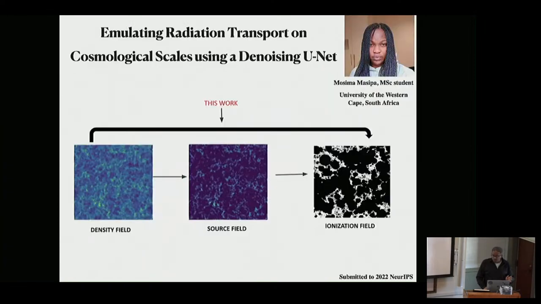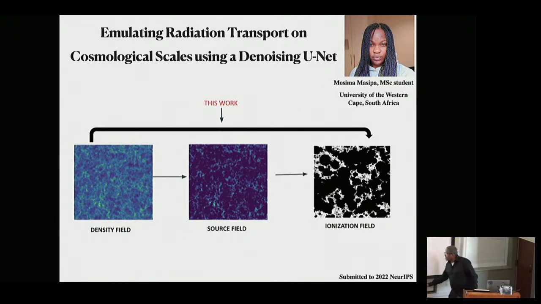So I will talk about two works of my students. Both of them have been submitted to a NeurIPS workshop. The first one is: can we really emulate the behavior of radiation transport with machine learning? Most of the traditional methods in reionization start with the density field, right? Then you have your favorite method to find your sources. Then you apply a radiative transfer scheme to get the ionized bubbles. So that's basically it.